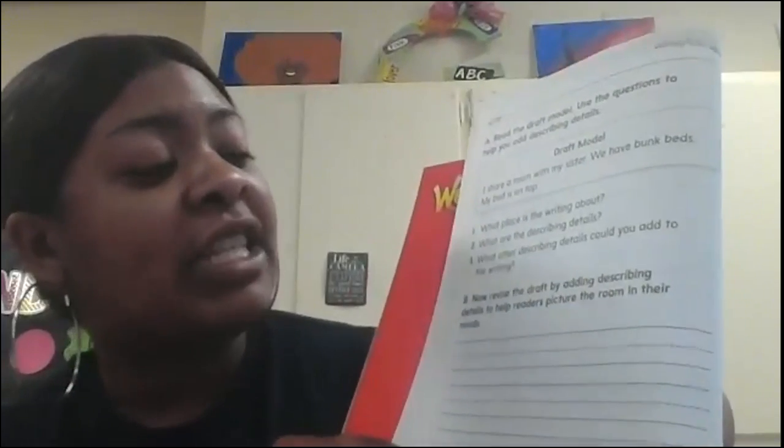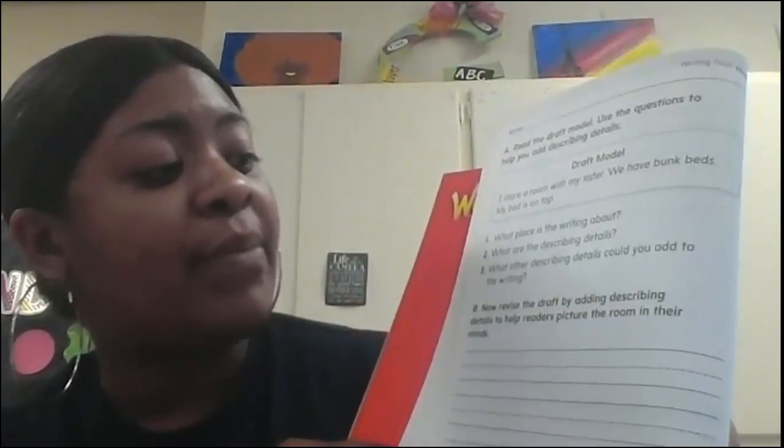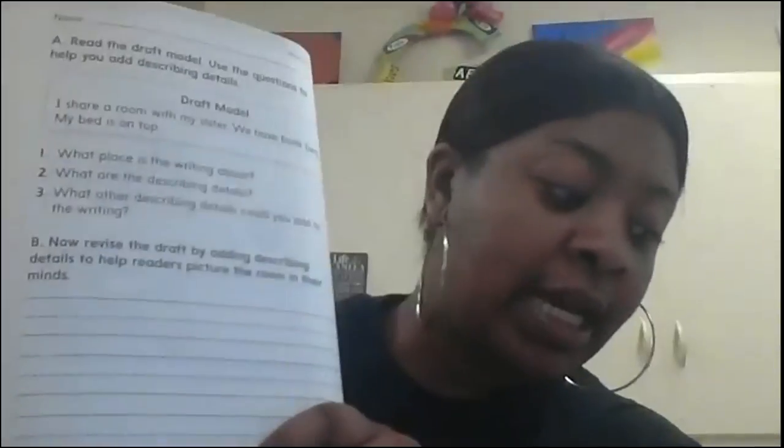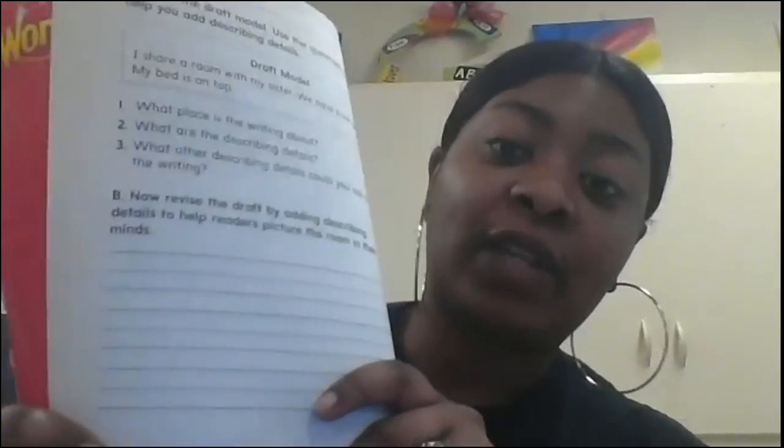So you're going to revise the draft model by adding describing details to help readers picture the room in their minds. So we're going to add some words to it to help us learn more about or visualize what this room looks like, okay?